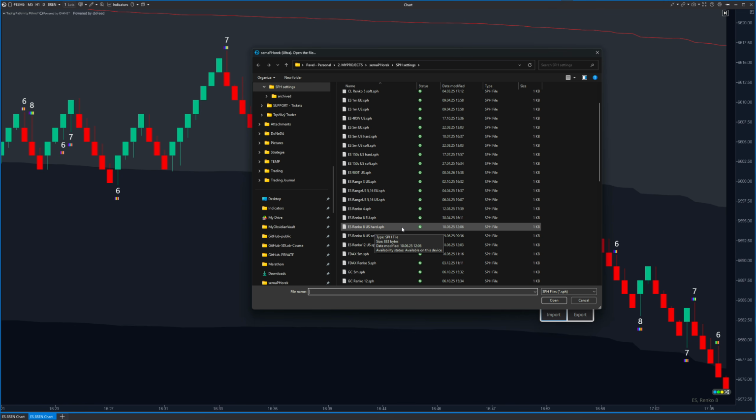I spoke about consistency, and this is what I would like to emphasize. Look at the dates of the files, date modified. Renko 8 US hard was modified in June 2025. Now we have April 2026. Actually, today is April the 10th, 2026, and I created these particular settings exactly 10 months ago. I don't change them. Either they fit, I trade, or they don't fit, and I don't trade.